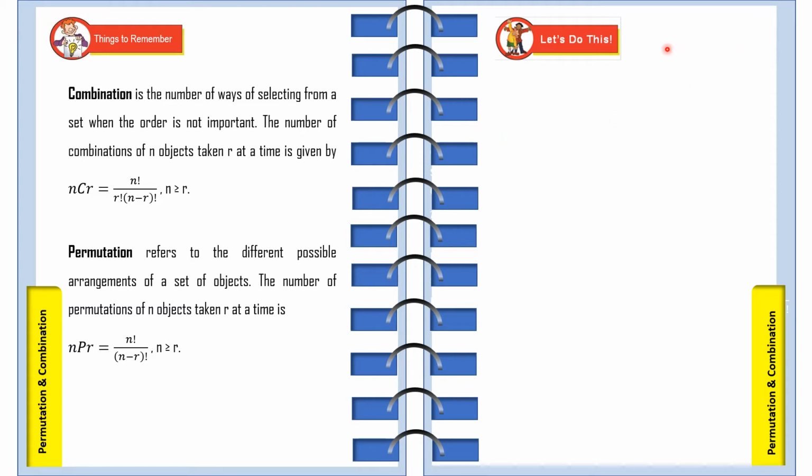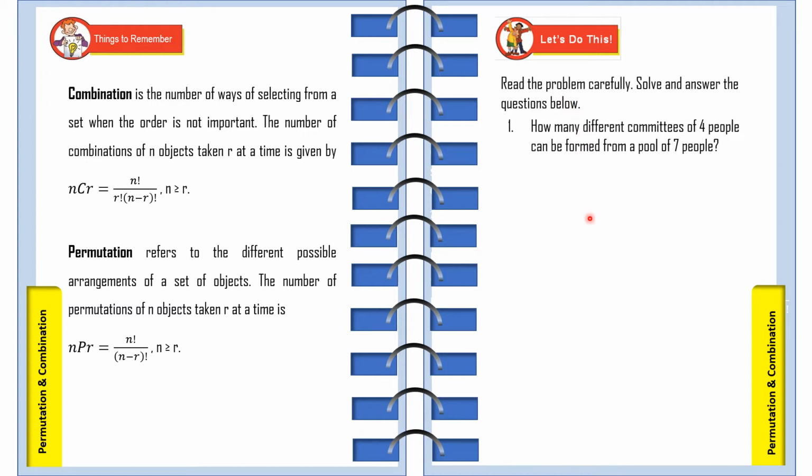Okay, so let's now proceed to this part. Let's try to answer some of the problems. Okay, let's have question number 1. How many different committees of 4 people can be formed from a pool of 7 people? So from a group of 7 people. Okay, so first step is to analyze the problem.